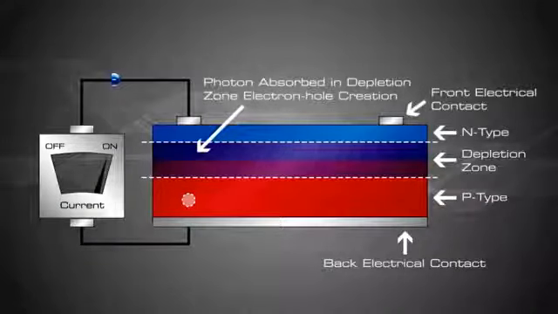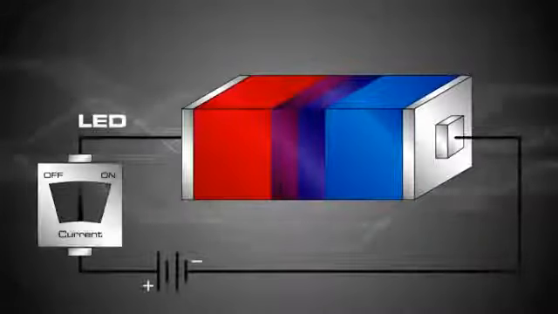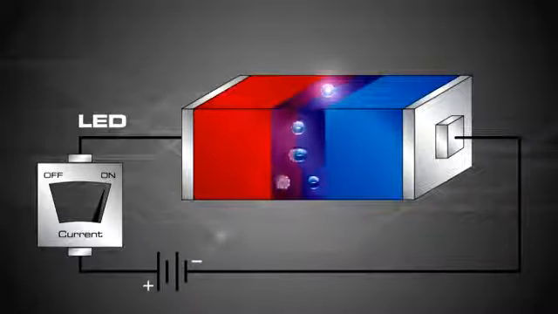The hole created by the dislodged electron is attracted to the negative charge of n-type material and migrates to the back electrical contact. As the electron enters the p-type silicon from the back electrical contact, it combines with the hole, restoring the electrical neutrality. A light-emitting diode, or LED, is very similar to the standard diode we already looked at.